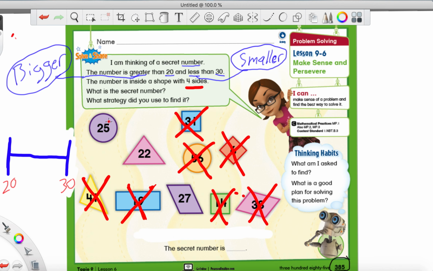No, it's not. It's a circle. A circle doesn't have 4 different sides. It has one long round side, right? So it can't be a number 25.